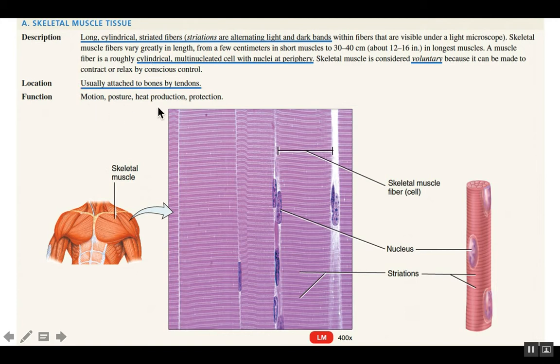The last thing here is, where would you find it? You would find skeletal muscle attached to bones using tendons. You would find these muscles throughout the body, involved in motion and posture. They generate a lot of heat, and even some muscle offers protection, like your abdominal muscles.